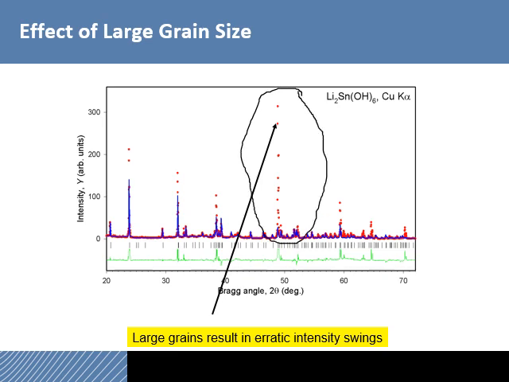Like so. All right, that's how a large grain will manifest itself in a diffraction pattern. So if you have a phase and you know what it is and you obtain a diffraction pattern and you get some very, very strong peaks where you don't expect them, that basically means you probably have a grain size effect and that you need to reduce the particle size of your sample.